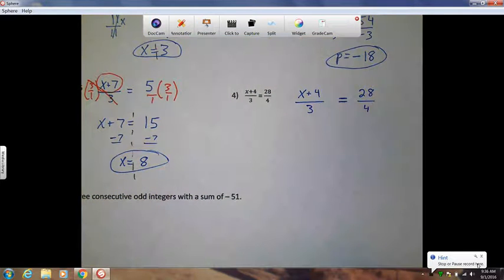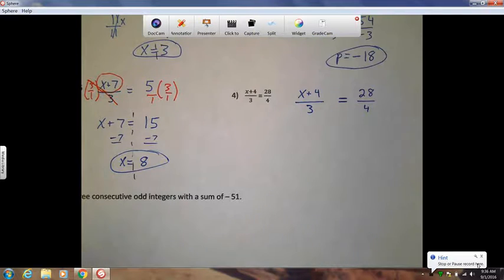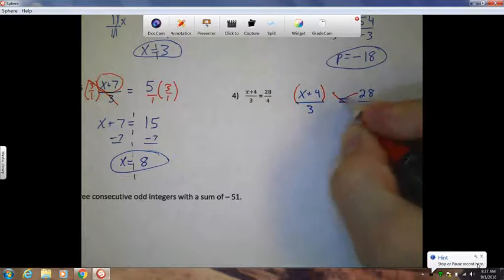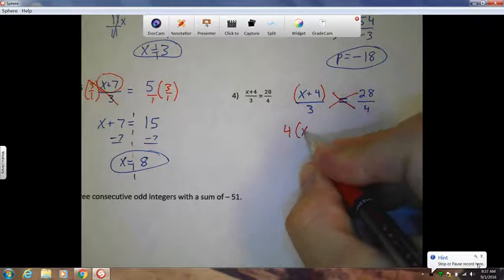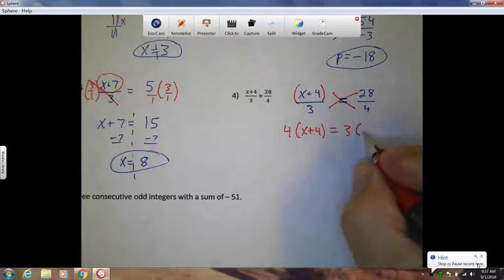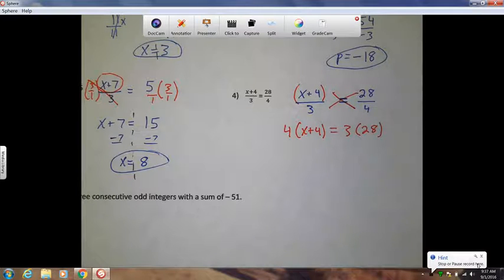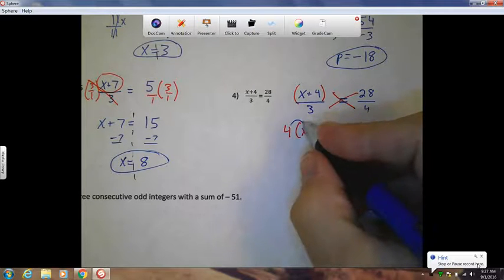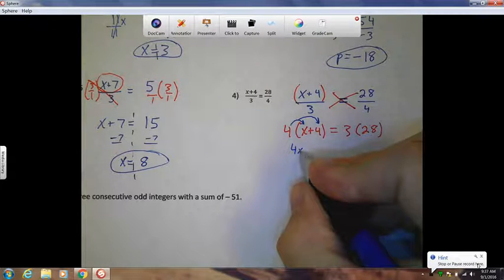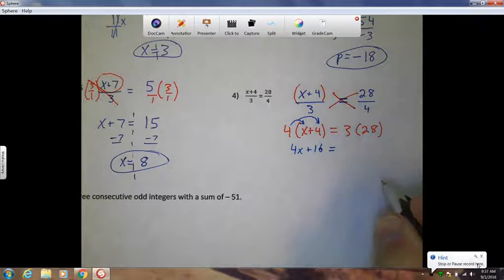When you do that, also pay special attention to this right here. Add parentheses. So 4 times x plus 4, had to put it in parentheses, is equal to 3 times 28. Make sure you use those parentheses. So then I can solve by using the distributive property. So that's 4x plus 16 is equal to 84.